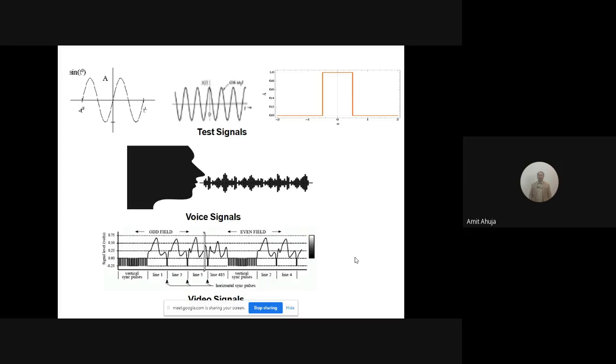So for example, your sine signal, your cosine, your square wave, these are the test signals that we use. They can be a source of information. Voice can be a source of information. Your video signal can be a source of information.